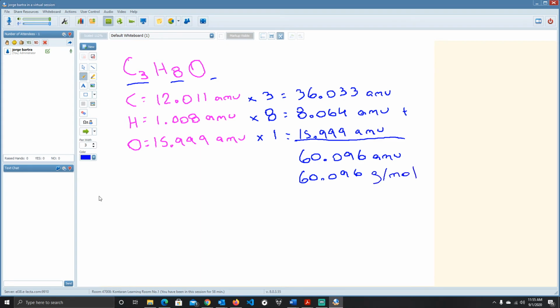So if I have 1 mole of this molecule, if I want only 1 mole of C3H8O, then that will be a mass of 60.096 grams. That's what 1 mole of C3H8O will give you. Or if you want to round it up, you could say 60.1 grams, just like that.